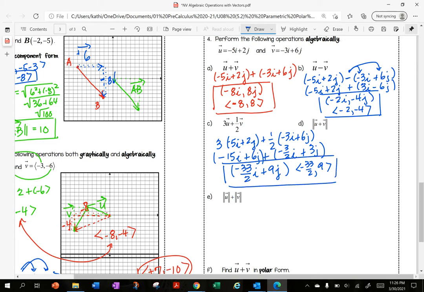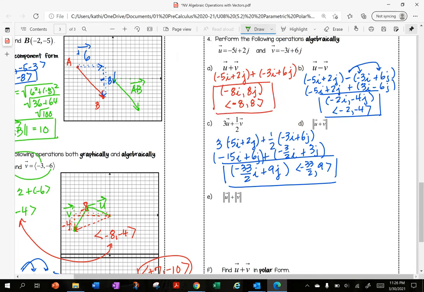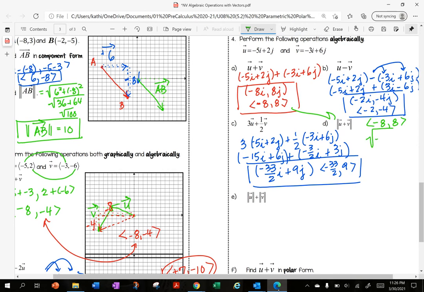Okay, to find the magnitude, I'm going to use the vector from part A, where I know the resultant vector is negative 8 by 8. So the Pythagorean theorem is going to be negative 8 quantity squared plus 8 squared, which is going to be 2 times 64, which is going to be 8 times the square root of 2 for an exact answer, and rounded would be about 11.314.